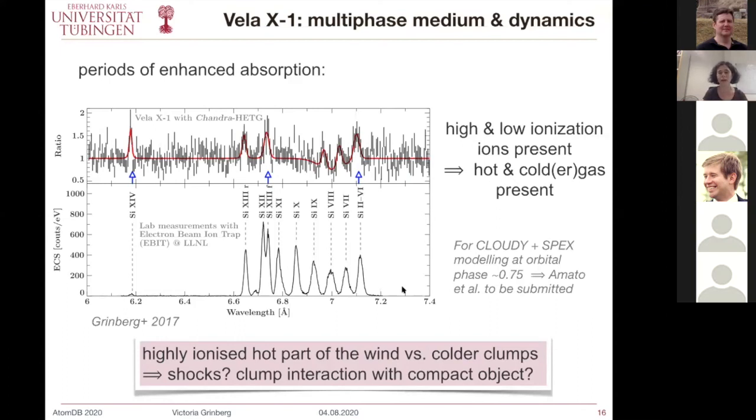And for that, I want to point out a paper in preparation that should be submitted within the next week by Roberto Amato, a PhD student here in Tübingen and in Palermo, who actually models those data at the different orbital phases, both with cloudy and SPEX. So with these two different models, as was pointed out in the very first talk, it's a good idea to use two different models to try to understand your systematics.